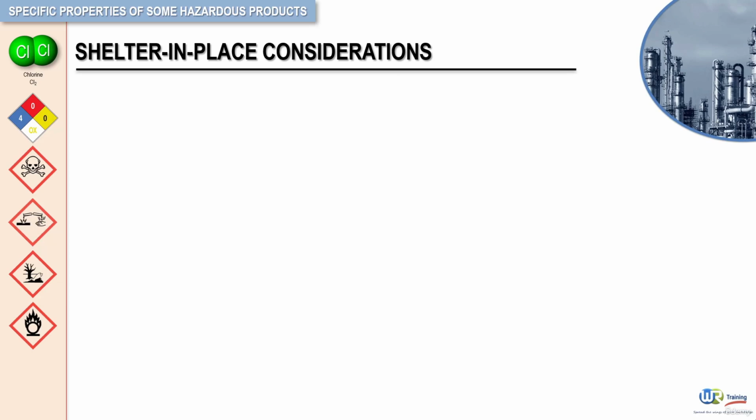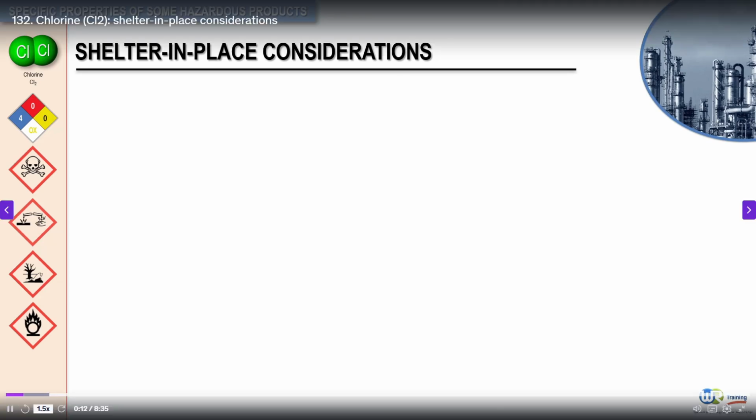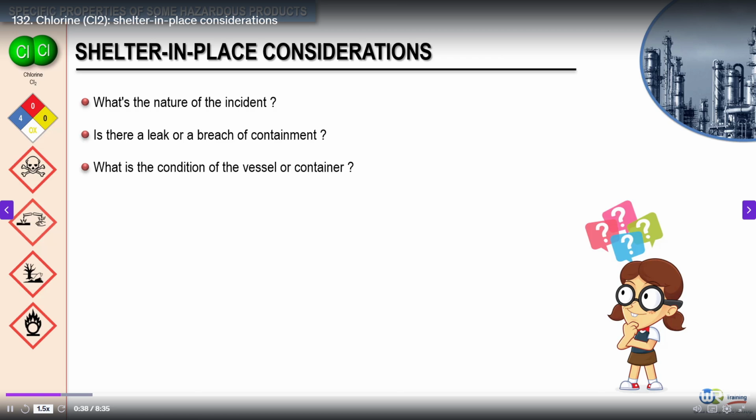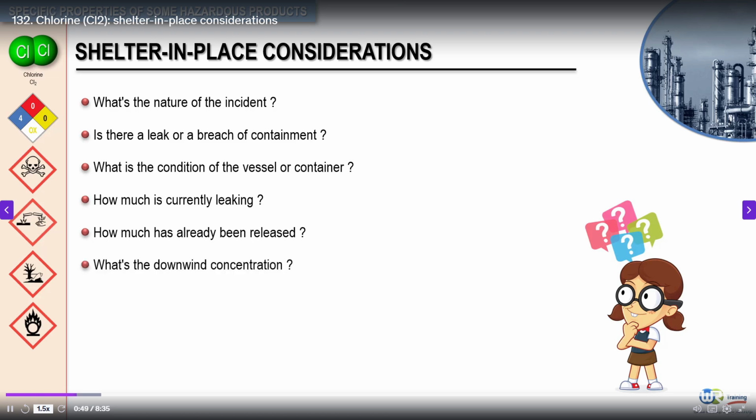In the event of a potential or active chlorine release, one of the primary initial responses for the downwind occupants should be to shelter in place. At the beginning of most incidents, the factual data and information related to the incident is very limited. What is the nature of the incident? Is there a leak or a breach of containment? What is the condition of the vessel or container? If a leak or breach is occurring, how much is currently leaking, and how much has already been released? What is the downwind concentration? And how large is the total downwind area that has been affected? Answers to these questions and others may not be immediately available.